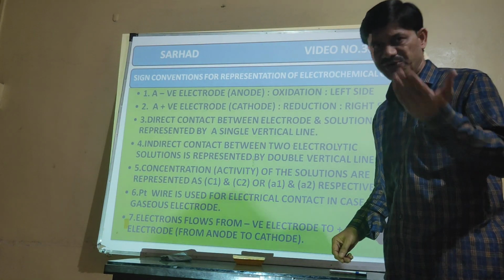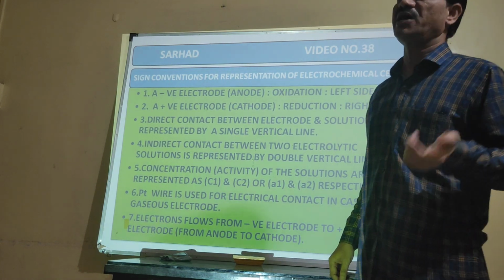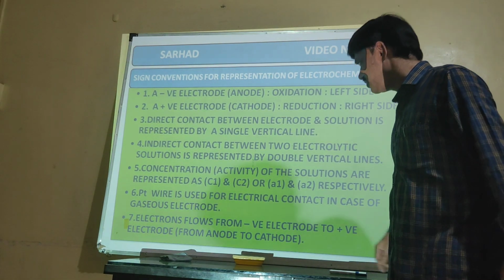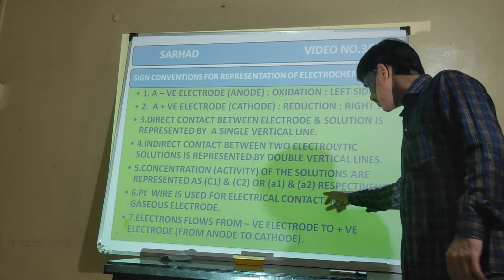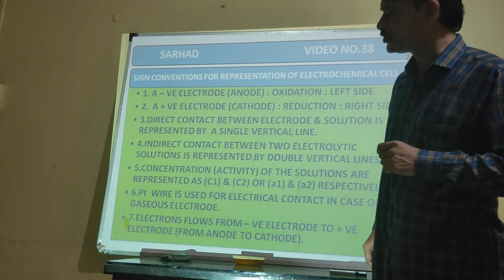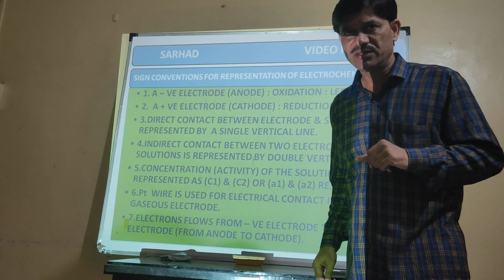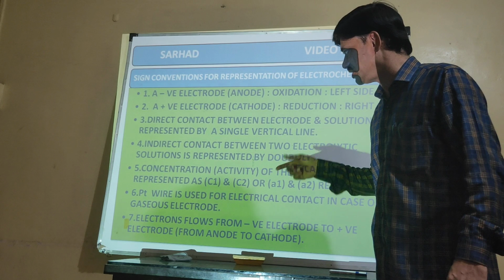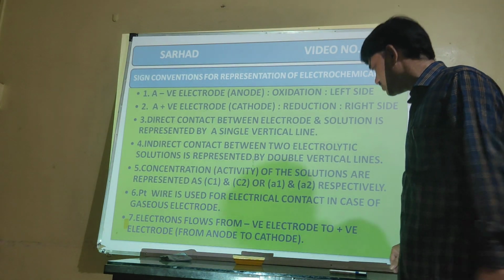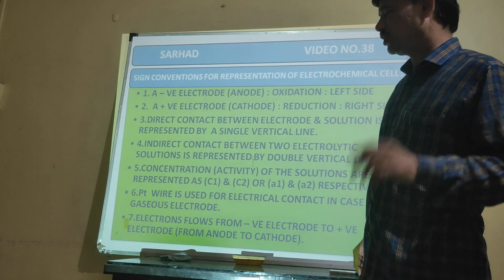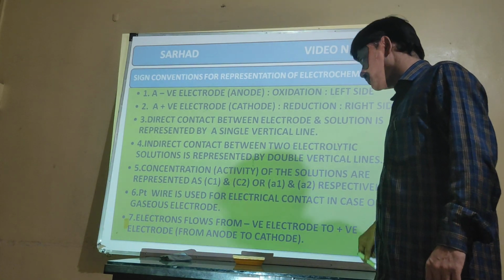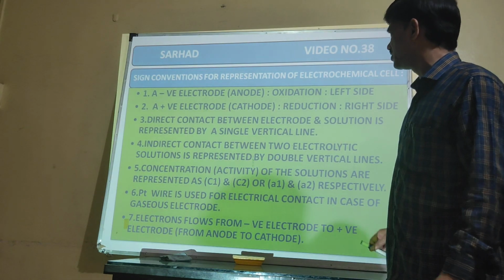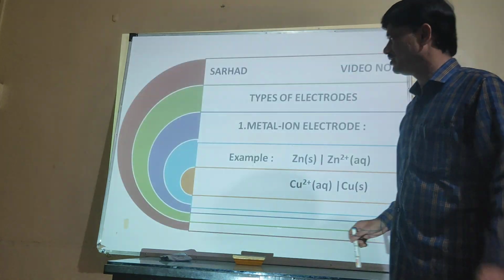Next point regarding activity or concentration. Whatever may be the activities or concentrations of the two solutions, you have to indicate them in round brackets, like C1, C2 respectively, or A1, A2 respectively. In case of a gaseous electrode, what is the use of the platinum wire? It is useful to establish electrical contact, and it is compulsory to represent that platinum wire in the electrode representation. And the last important one: electrons always flow from the negative electrode to the positive electrode, that is from anode to cathode. So try to remember these important sign conventions regarding representation.